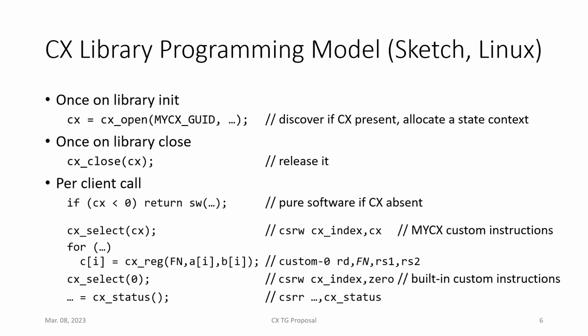Then, for every API call into the library, if the extension is not available, the library performs a pure software implementation of the computation. Otherwise, the extension is selected. The CX select function, inlined, writes the index into the CX index CSR, which selects the mycx extension in state. Then the library issues a series of inlined mycx custom instructions to the mycx extension. Then a second CX select restores the system's built-in custom instruction behavior as required by the CX ABI. Then CX status retrieves the CX status CSR to check for errors.